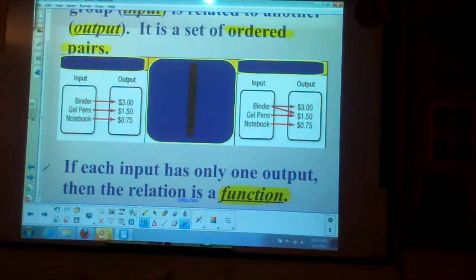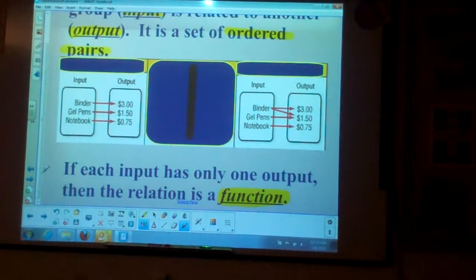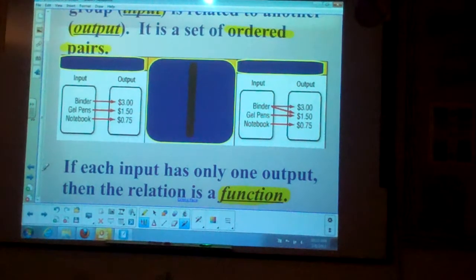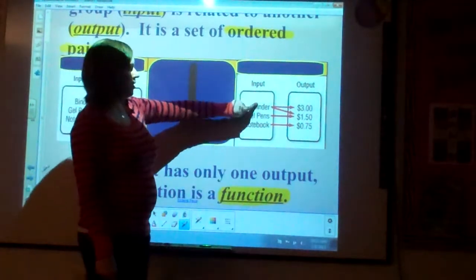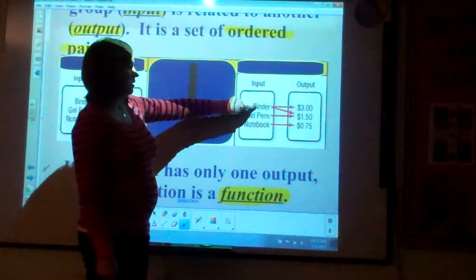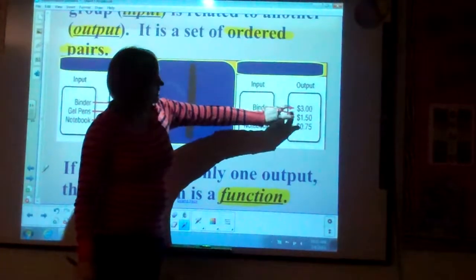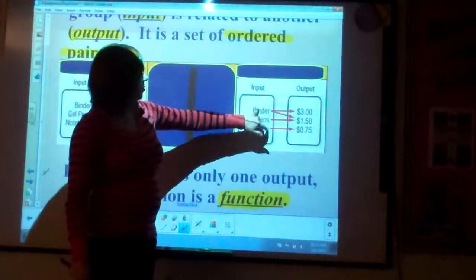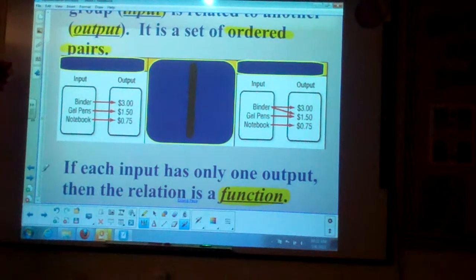If each input has only one output, then the relation is a function. Okay, I'm done. Wait, why isn't it a function? Because they share one. Yep, so each input can only have one output. Because there's one input of a binder, but it has two outputs. So binder is going to $3 and binder is going to $1.50. So that's two outputs for the one input. Whereas here, each of them has just one output, so it's a function on this one. Got it. Okay?